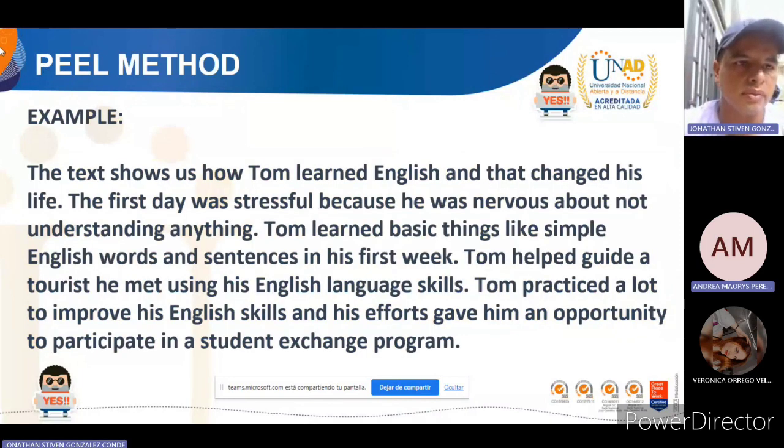Okay, so the text shows us how Tom learned English and that changed his life. The first day was stressful because he was nervous about not understanding anything. Tom learned basic things like simple English words and sentences in his first week. Tom helped guide a tourist he met using his English language skills. Tom practiced a lot to improve his English skills, and his efforts gave him an opportunity to participate in a student exchange program.